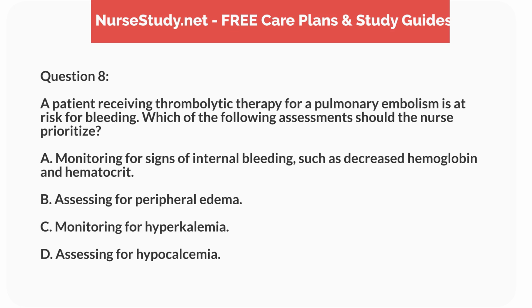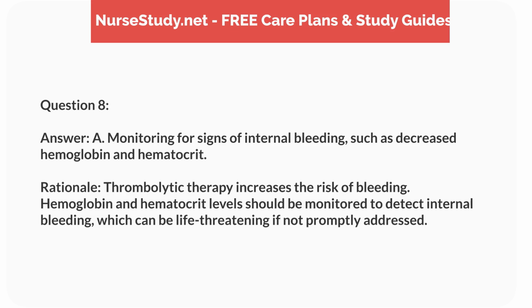D. Assessing for hypocalcemia. Answer: A. Monitoring for signs of internal bleeding, such as decreased hemoglobin and hematocrit. Rationale: thrombolytic therapy increases the risk of bleeding. Hemoglobin and hematocrit levels should be monitored to detect internal bleeding, which can be life-threatening if not promptly addressed.